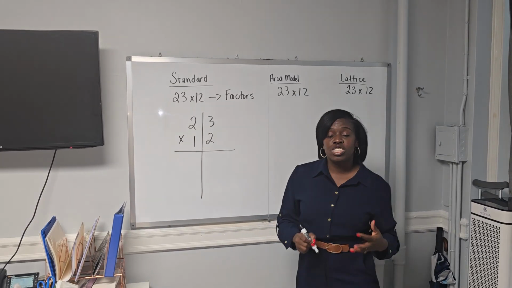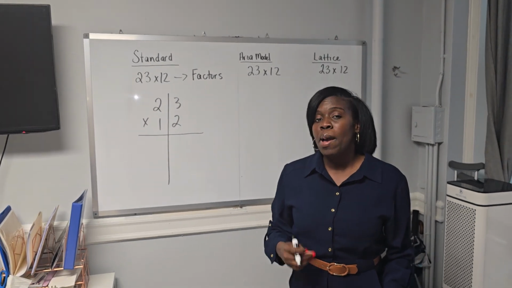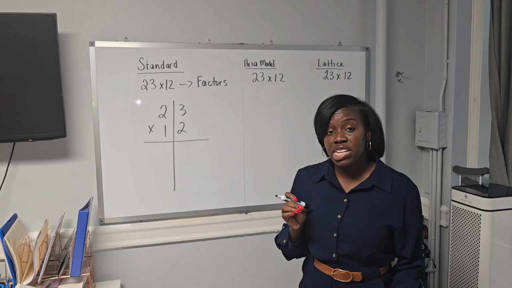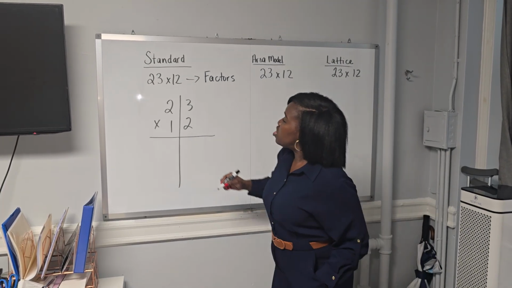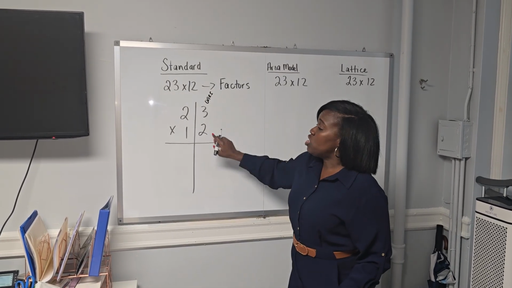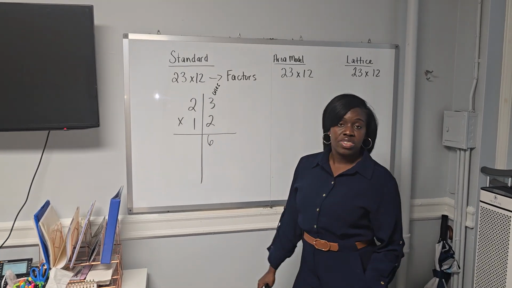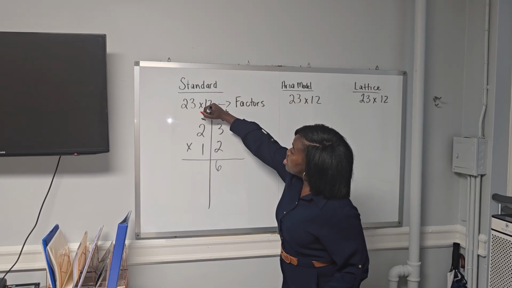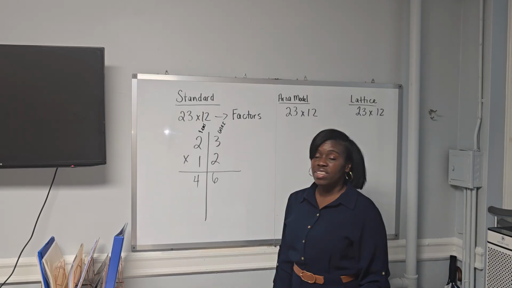Now, one of the things I want to stress with this strategy, it really doesn't focus too much on place value, but I'm going to teach you how place value can be incorporated, something that our teachers didn't teach us back in the day. The first thing, students should start with the ones place. The 3 and the 2 are in the ones place. 3 times 2 gives you 6. Next, they should be multiplying 2 times 2. The 2 in the tens place, 2 times 2 gives you 4.